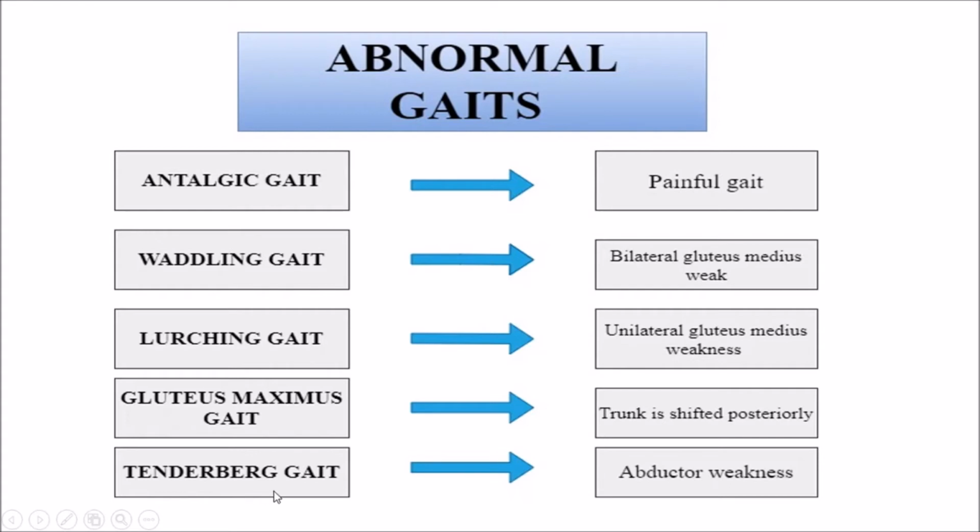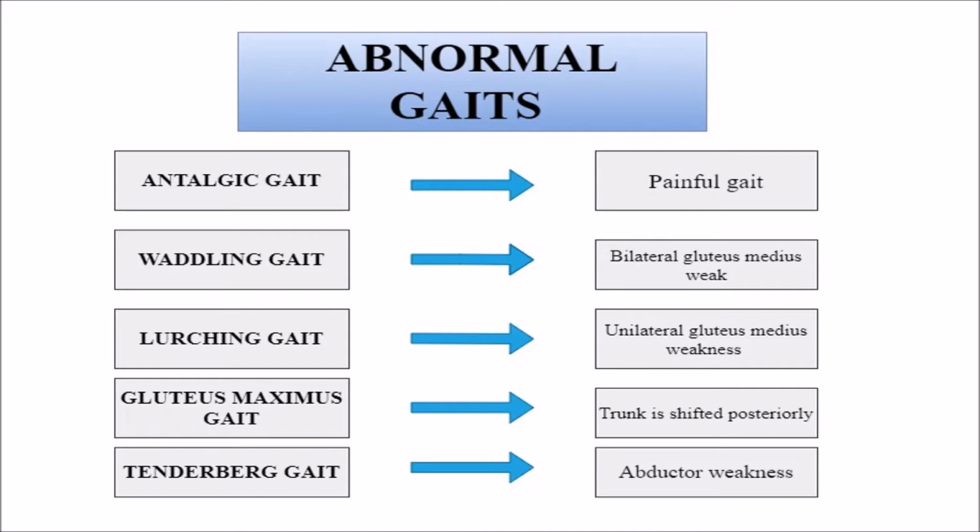Next is the Trendelenburg gait, which is also known as the Trendelenburg sign. What happens in this is that there is an abductor weakness. The abductors are the gluteus medius and gluteus minimus. When the gluteus medius and minimus are weak, Trendelenburg gait occurs. For example, if there is weakness on the right side, the right gluteus medius and minimus are weak. What happens on the right side? The hip will move up. Hip hike will occur, while on the opposite side, the hip will drop.